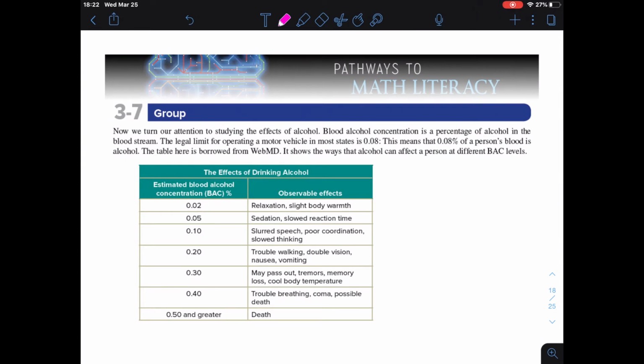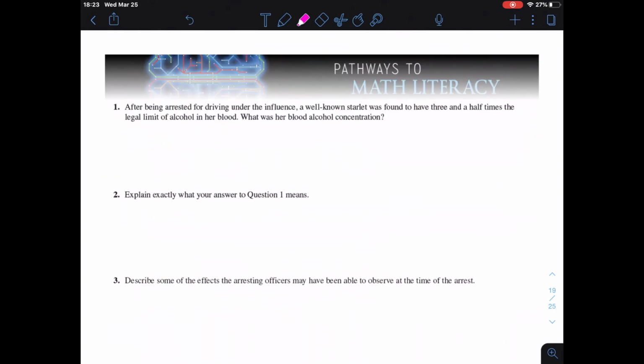So based on the percentage of alcohol in your blood, you're going to have different effects from drinking. So if you have more than 0.5% of your blood being alcohol, you're going to die from it. If you have close to that, so 0.4%, you could have coma, you could have death. 0.3%, a whole bunch of other things, tremors, memory loss, lots of stuff going on. So after that legal limit, it starts to get troublesome. So we're going to work with some particular people.